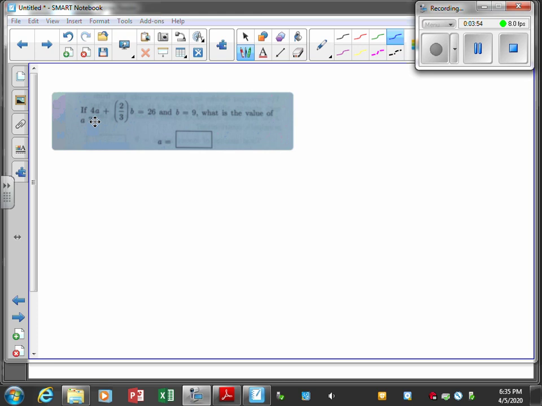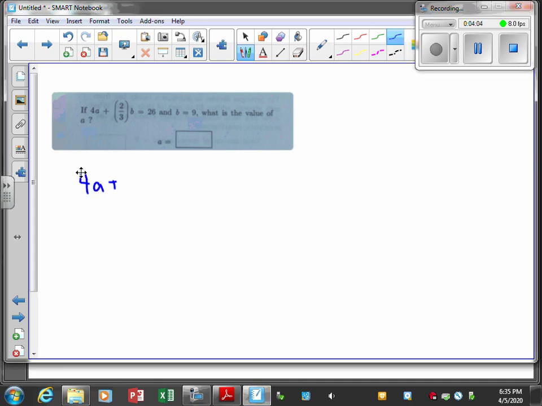Okay. If 4A plus 2/3 times B equals 26 and B equals 9, what is the value of A? So I have 4A plus 2/3 times B, that's a plus, equals 26. And they tell us B is 9. So if I plug in 9 right here, or I can make it a fraction so it's easier because it's 9 over 1, that's the same thing. Then I can just simplify right here. Leave 4A alone. Leave that alone. So we're just going to reduce this fraction.